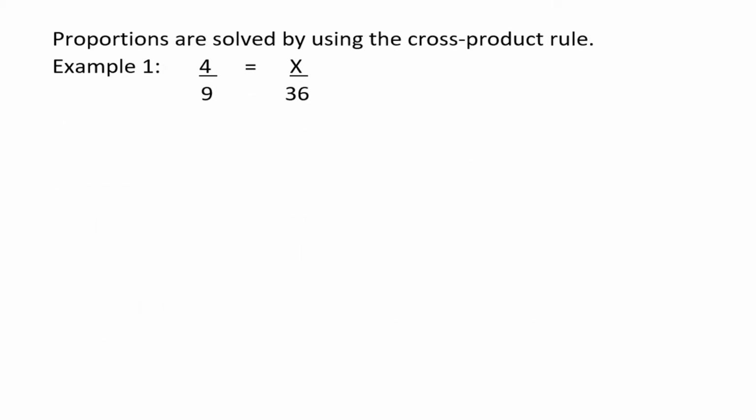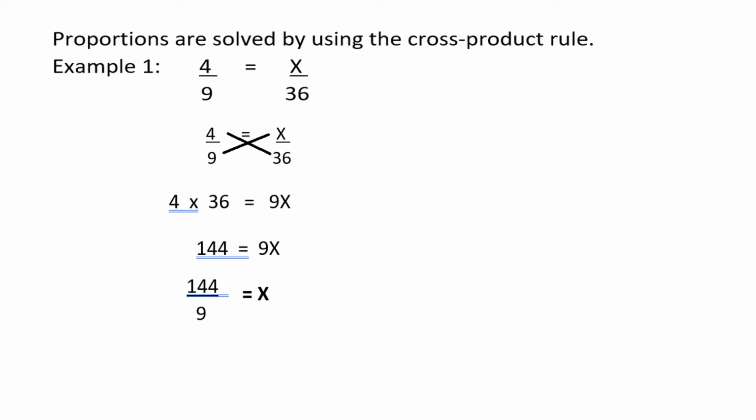Proportions are solved by using the cross product rule. Example number 1, we have 4 over 9 is equal to x over 36. So we have 4 times 36 is equal to x times 9, or 9x. 4 times 36 will give us 144 is equal to 9x. Let's check. 144 divided by 9 is equal to x. Bring down the 9. So x is equal to 16. So that is a proportion.